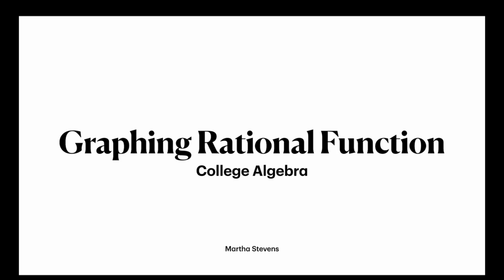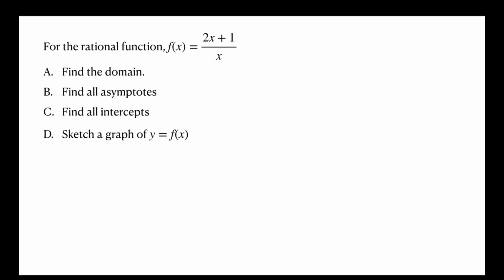This video is going to run through graphing rational functions by hand. We're just going to start by doing an example. For the rational function f of x equals (2x plus 1) divided by x, we're going to find the domain, find the asymptotes, find the intercepts, and then use all of that information to create a graph.